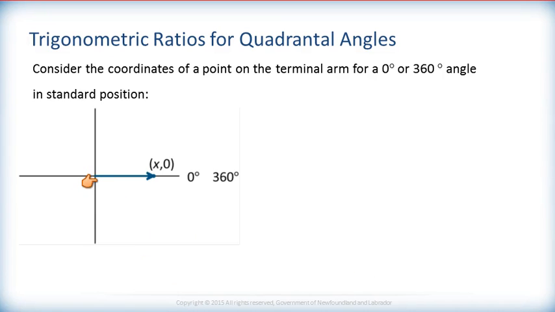Let's begin here. We have a terminal arm for a 0-degree angle. Because we don't know the length of the terminal arm, we'll call this point x. The y value has to be 0. So that means that x is the same as the r value, because remember, it really represents the radius of a circle. Cosine of 0 degrees, therefore, is the x coordinate over the r value. But x and r are one and the same, so we really have x divided by x, which is equal to 1.